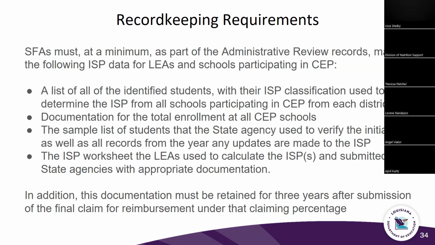Therefore, the SFA must, at a minimum, as part of the administrative review records, maintain the following ISP data for LEAs and schools participating in CEP. A list of all the identified students with their ISP classification used to determine the ISP from all schools participating in CEP from each district, documentation for the total enrollment at all CEP schools, the sample list of students that the state agency used to verify the initial ISP, and all records from the year any updates are made to the ISP. The ISP worksheet the LEAs use to calculate the ISPs and submitted to state agencies with appropriate documentation.